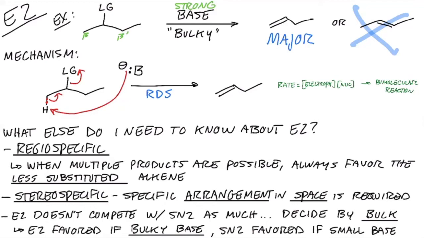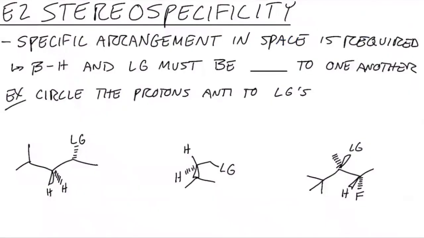So now let's talk more about the stereochemistry and sort of stereospecificity requirements of this reaction. So we said already that a specific arrangement in space is required, and then we called that arrangement anti.